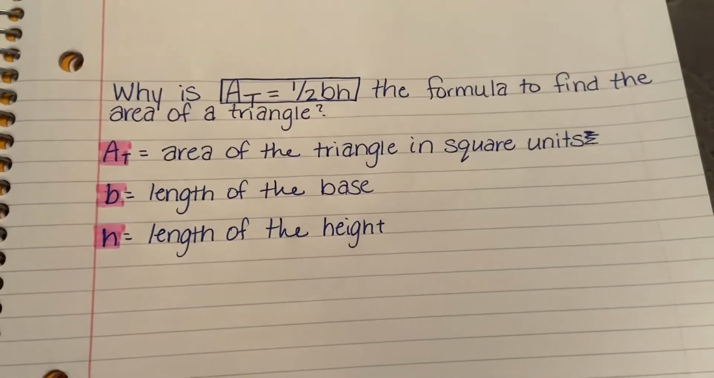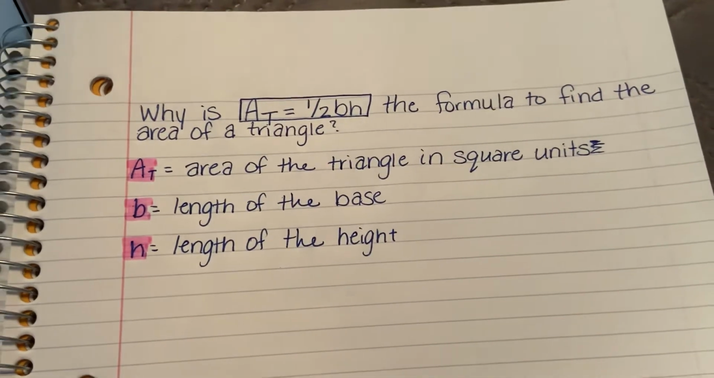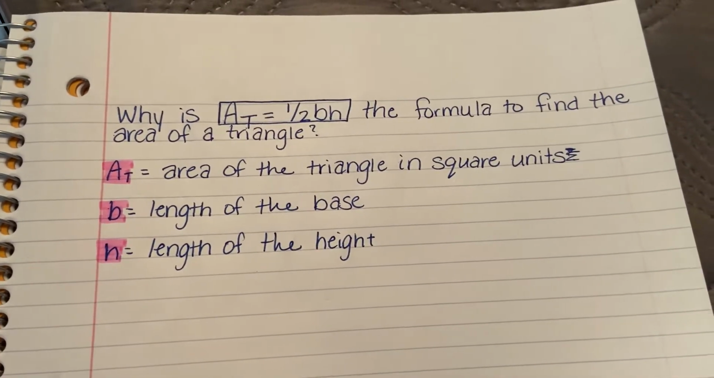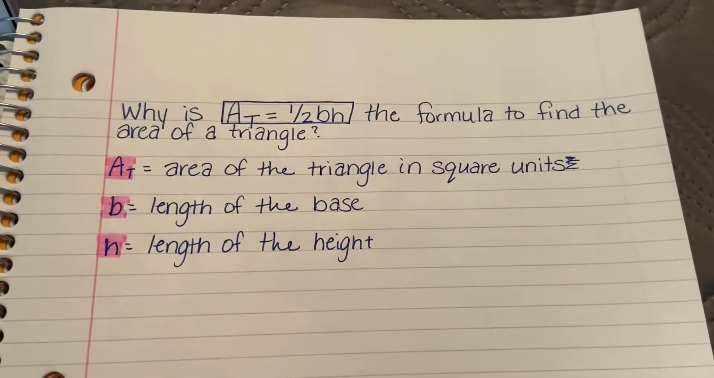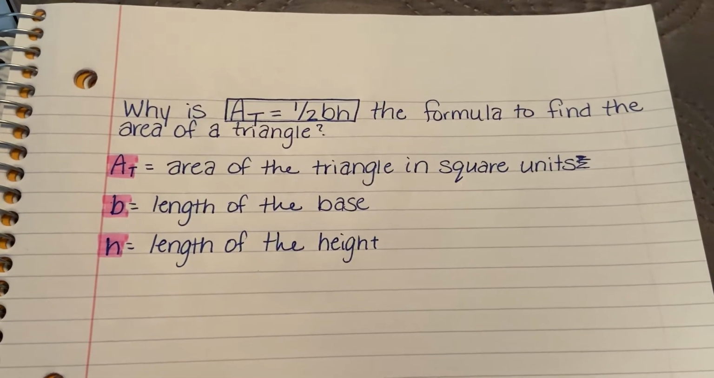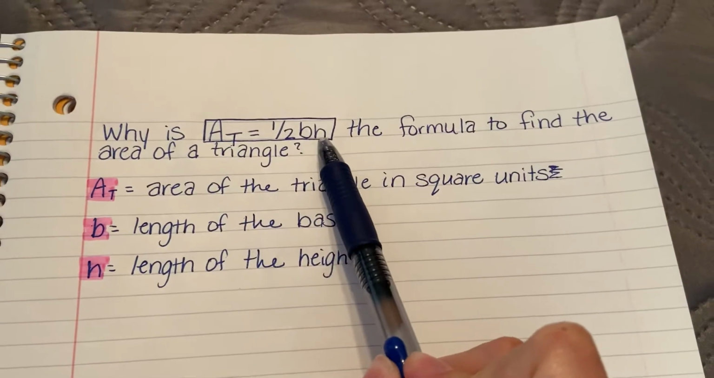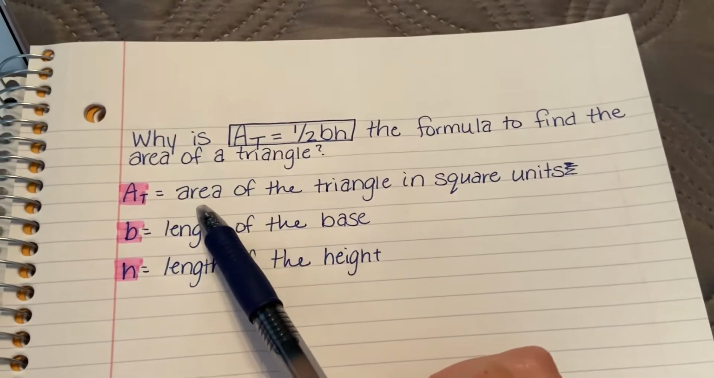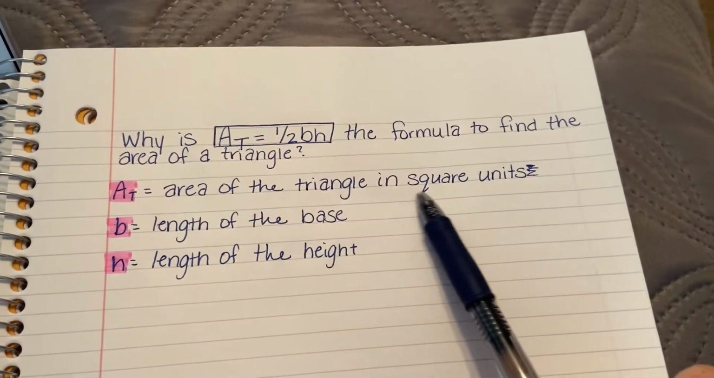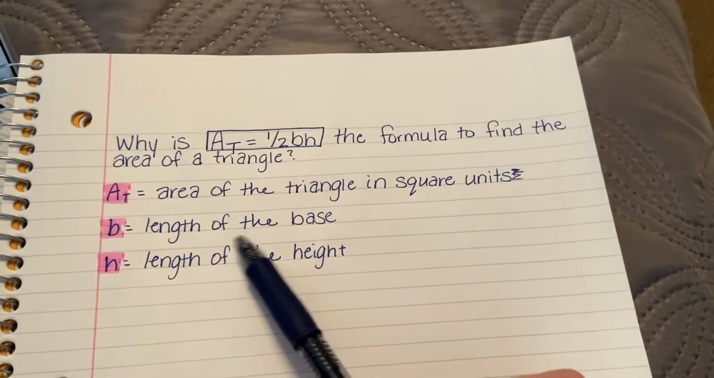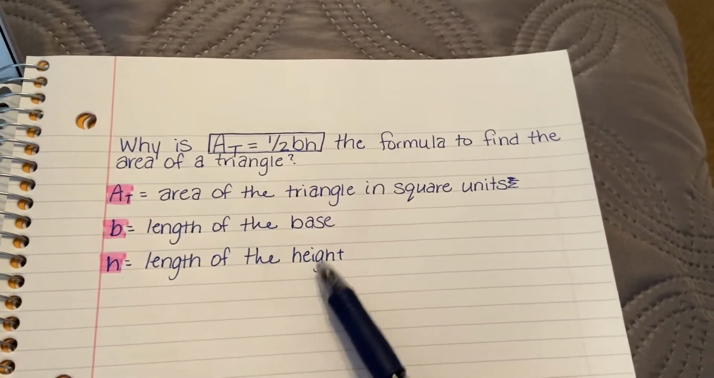So now we are going to justify the area of a triangle formula. This formula is similar to that of a parallelogram, but is 1/2 of it. As you can see here, 1/2 base times height, where A equals the area of a triangle in square units, B is the length of the base, and H is the length of the height.